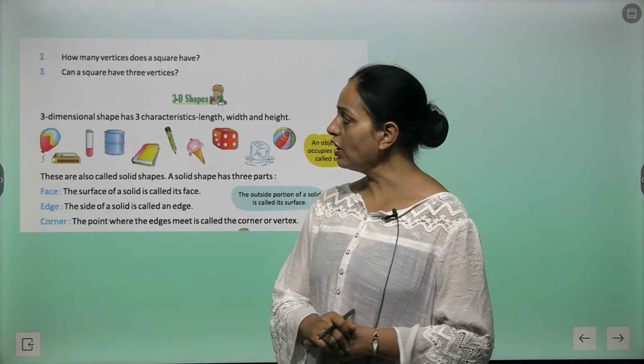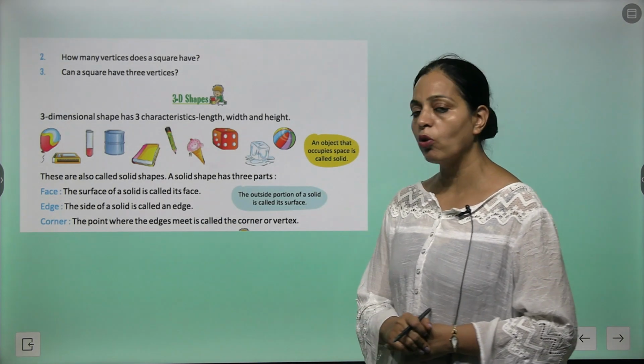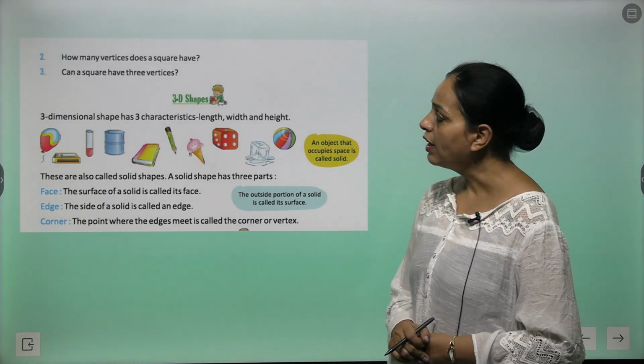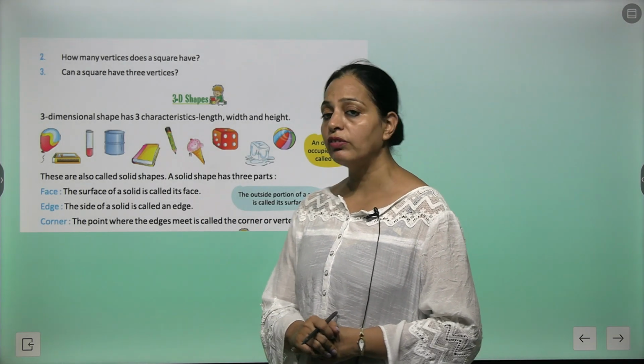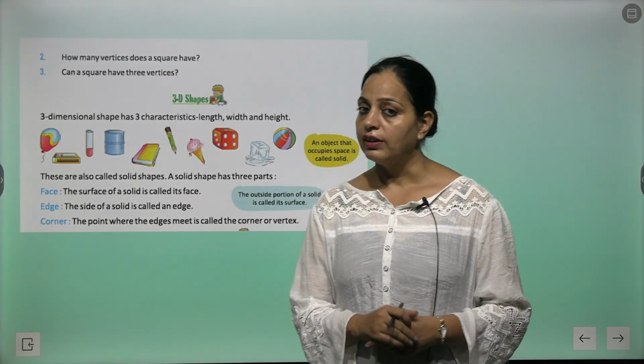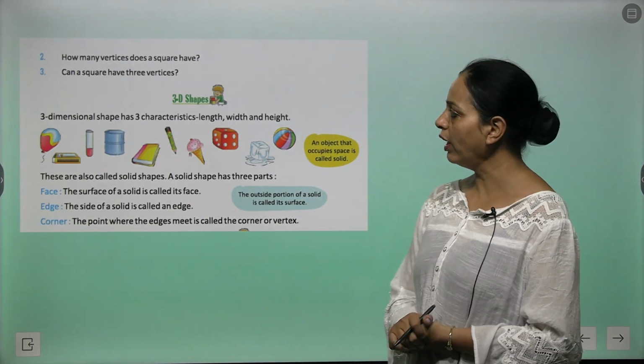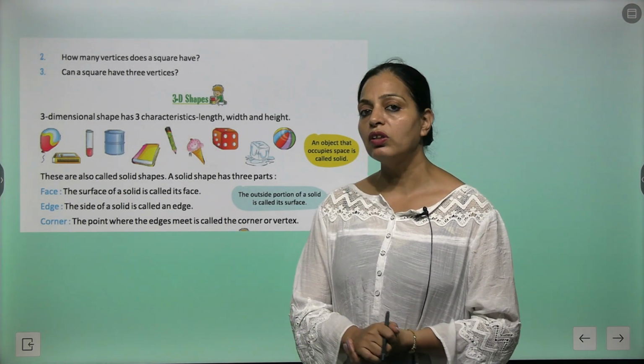Okay. Now the second question, how many vertices does a square have? 4. Okay. Now the third one, can a square have 3 vertices? No. That would be a triangle. Okay. So now we are talking about 3D shapes.